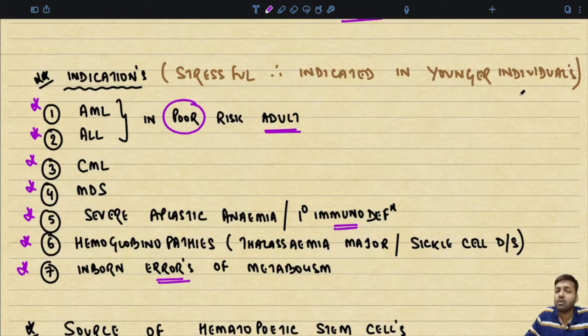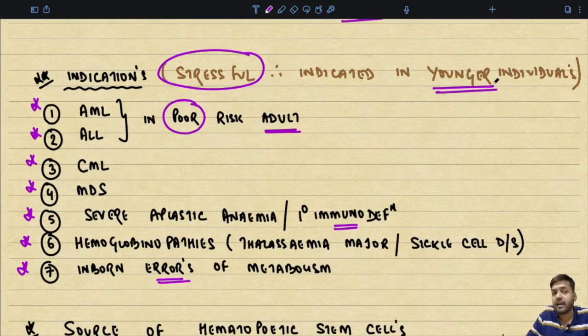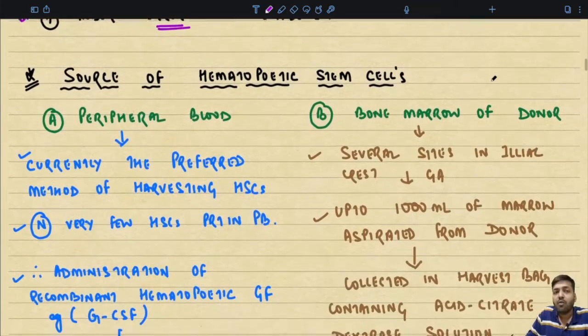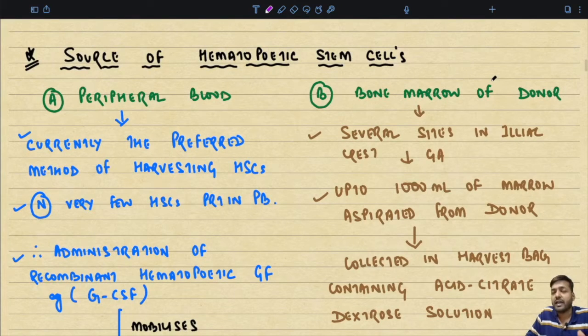Now remember that allogenic hematopoietic stem cell transplant is quite a stressful procedure. Therefore, it is indicated in younger individuals. It is not indicated in older individuals. Now, what is the source? In any kind of hematopoietic stem cell transplant, whether allogenic, autologous or syngeneic, you require healthy hematopoietic stem cells. So what are the sources of the hematopoietic stem cells that we are going to transplant?